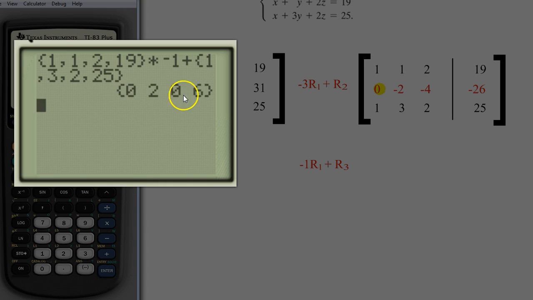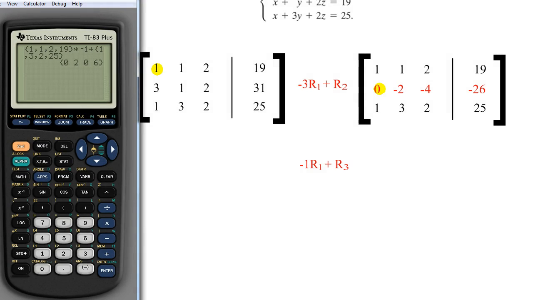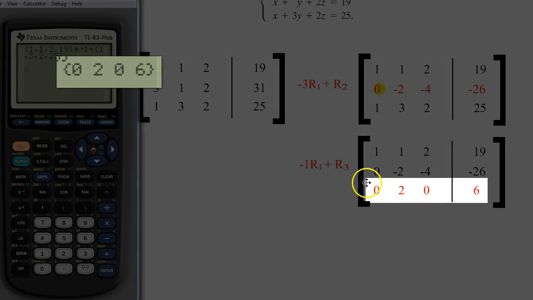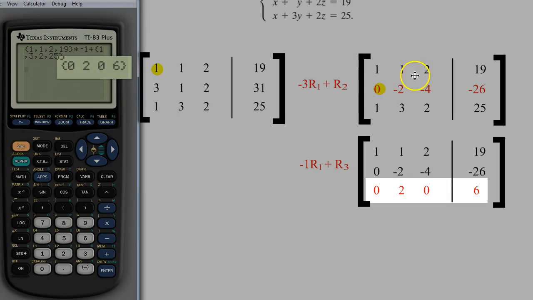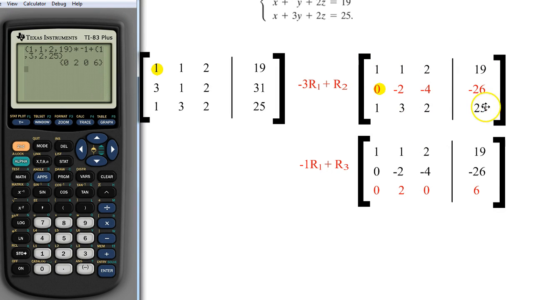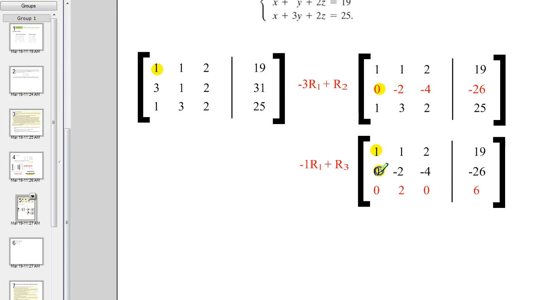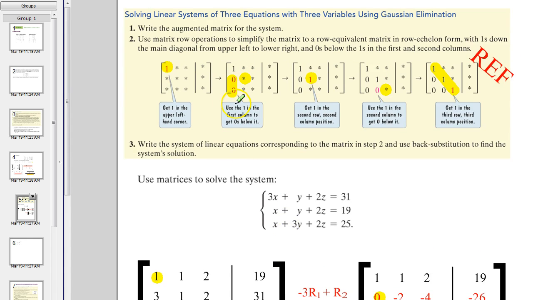I hit enter, and then I get this: 0, 2, 0, 6. Alright, so I've taken that 0, 2, 0, 6, put it on the bottom row again. I'm adding to row 3 this time, so it's replacing row 3. And we're starting from this matrix. Okay, I went from here to here, and now from here to here. So this is the matrix I'm building off of. I did this to the top row, added now to the third row, and now I've got the 1, 0, and the 0. Alright, so I've got this first whole step done.